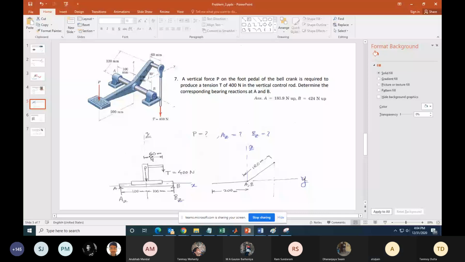What I have done here is I am looking at this. This is the yz plane. This is the zx plane. The figure looks like this in the zx plane. In the zy plane, the figure looks like this. And we want to find out P, AZ, BZ. There is no way to find out AY, BY. You can say that all the forces are parallel to the Z axis. So maybe you can start with an assumption that AY and BY are 0. But it is not clearly mentioned. Either you assume that AY plus BY is equal to 0 or AY and BY individually are 0. And then you can solve the problem.